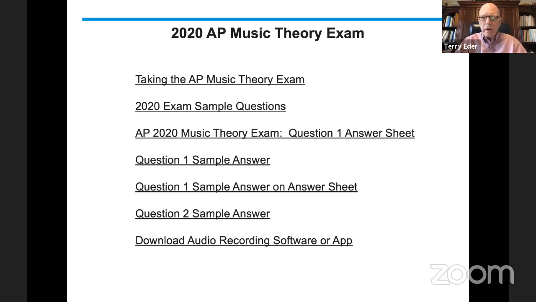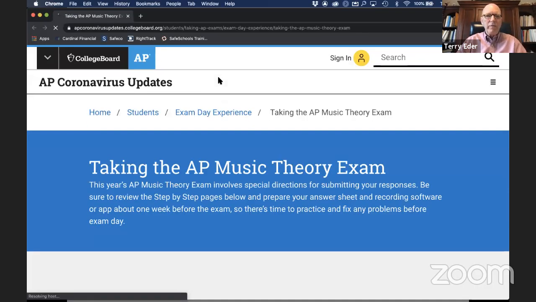I want to try and talk about that a little more again today, about how you submit both question 1, which has the part writing from figured bass and part writing from Roman numerals, and also how you would record and submit the sight singing performances that you will do in the second part of the exam. So this first link right here has just about everything in it.